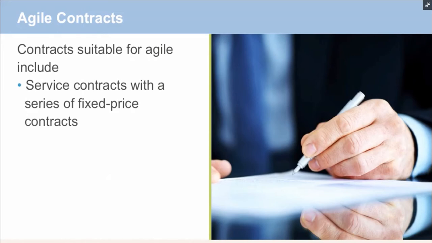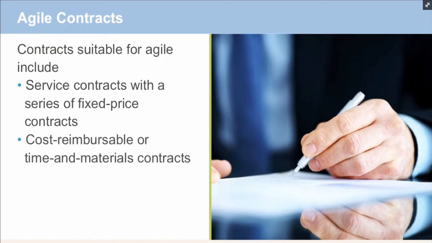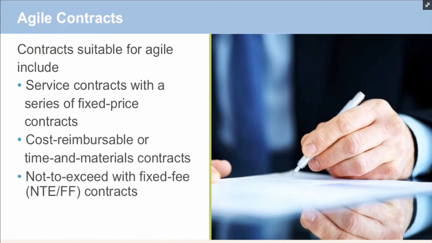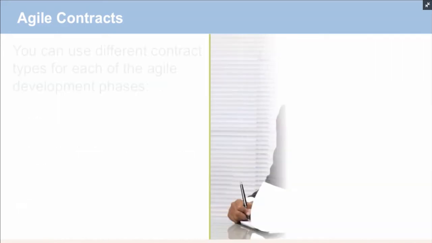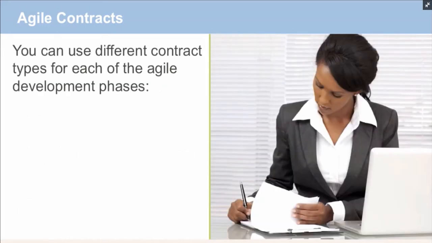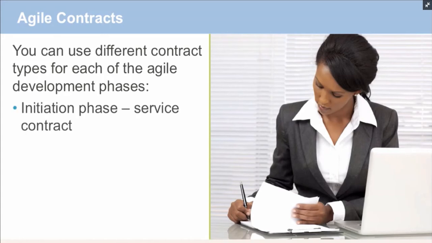Contracts that are suitable for Agile projects include service contracts with a series of fixed price contracts, cost reimbursable or time and materials contracts, not to exceed with fixed fee contracts, and incentive contracts. You can also use different contract types for each of the Agile development phases.